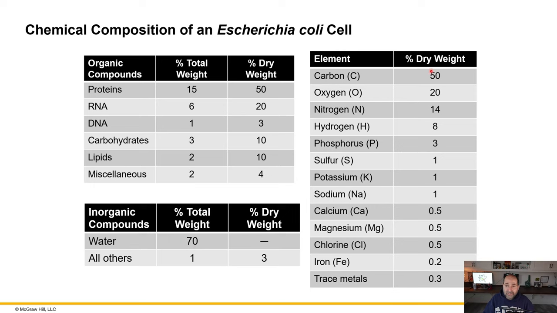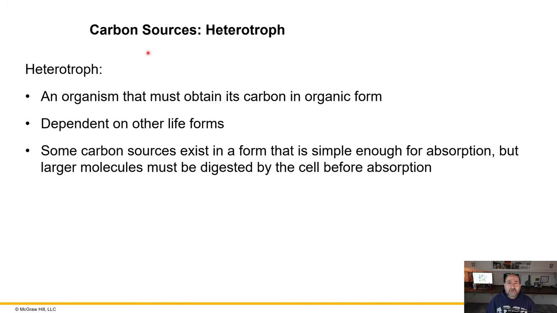Again, we can have a breakdown on the right here of various elements and their contribution to the dry weight of the cell. Remember, the macronutrients are required in relatively large amounts in the cell, while the micronutrients are required in lower quantities in the cell. A major way that organisms are categorized based on their nutritional requirements has to do with where they obtain their carbon. This is known as their carbon source.